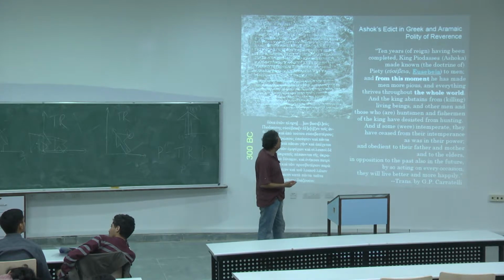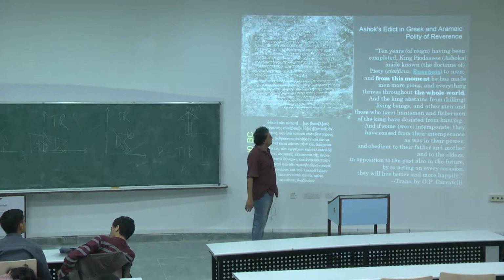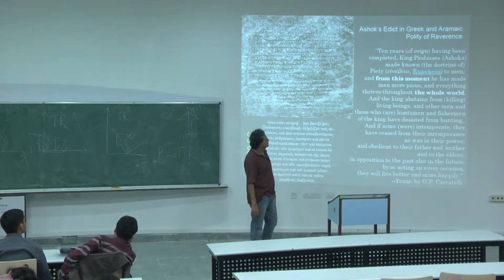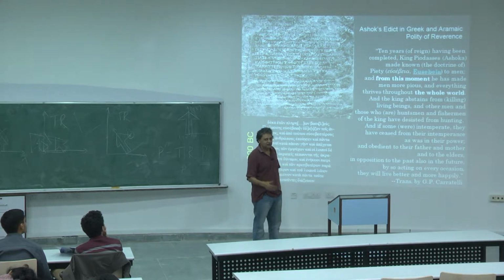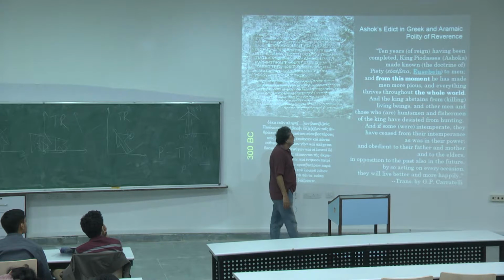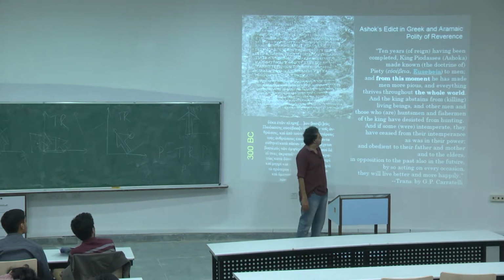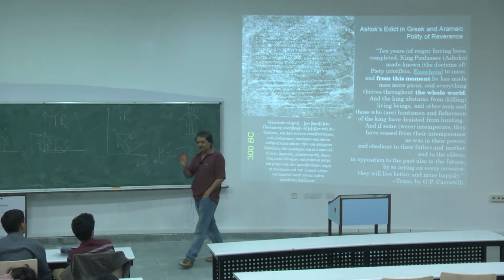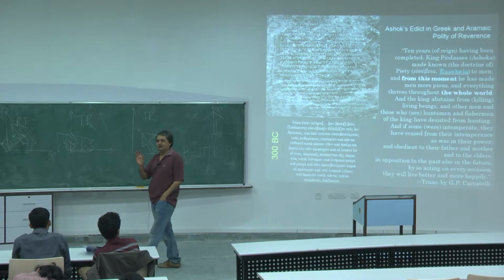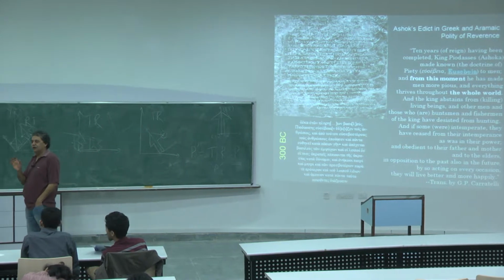Which says 10 years of having been completed, this is a translation from the Greek. Ashok is Priyadarshi. So he sort of Greekized his name, Piodasses, and made known the doctrine of Eusebia to men. Eusebia is a very important concept which he talked about.